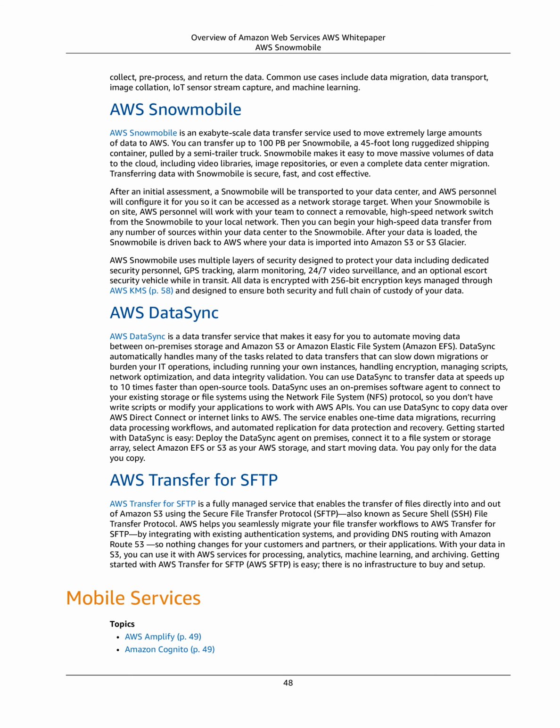DataSync uses an on-premises software agent to connect to your existing storage or file systems using the Network File System, NFS, protocol, so you don't have to write scripts or modify your applications to work with AWS APIs. You can use DataSync to copy data over AWS Direct Connect or internet links to AWS. The service enables one-time data migrations, recurring data processing workflows, and automated replication for data protection and recovery.